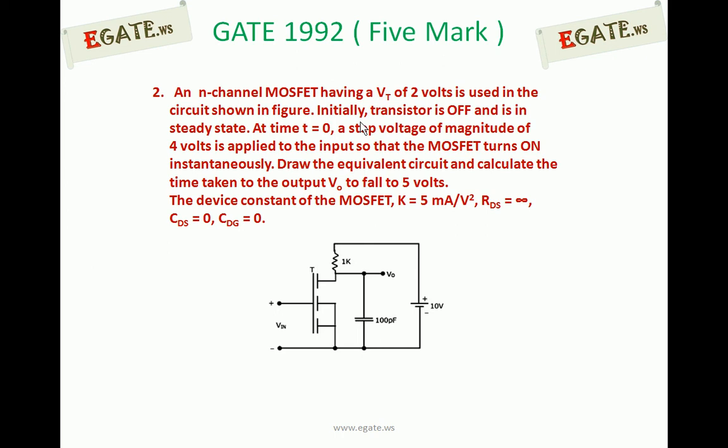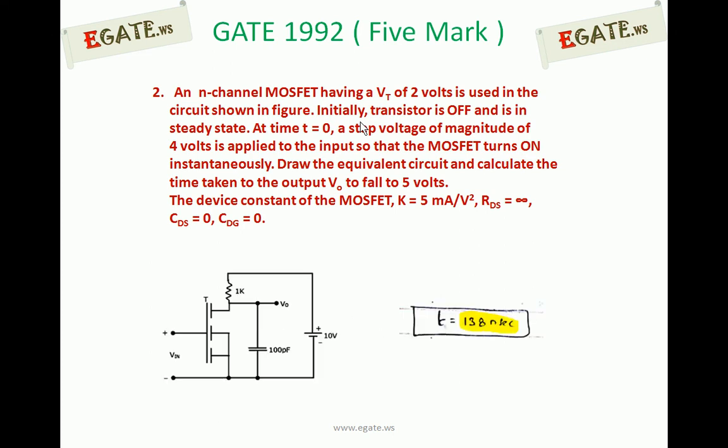The device constants of the MOSFET are K equal to 5 milliampere per volt square, RDS, the drain to source resistance, infinite, CDS, the drain to source capacitance, 0, and CDG, the drain to gate capacitance, is also 0. We need to calculate how much time it requires for the output to fall to 5 volts. The answer for this question is 138 nanoseconds. We see how to solve this problem.